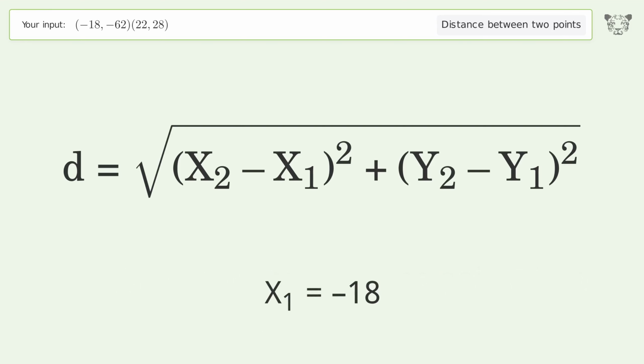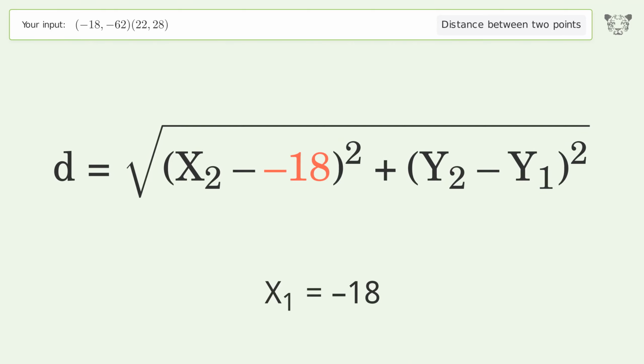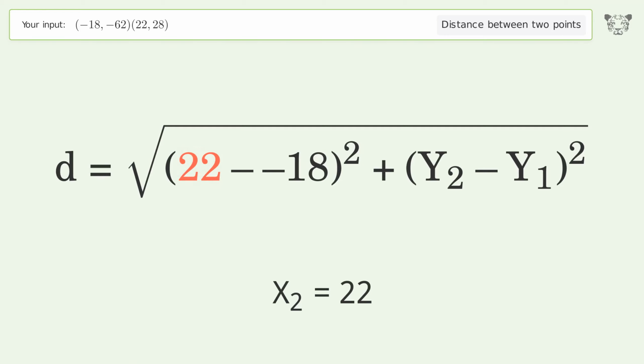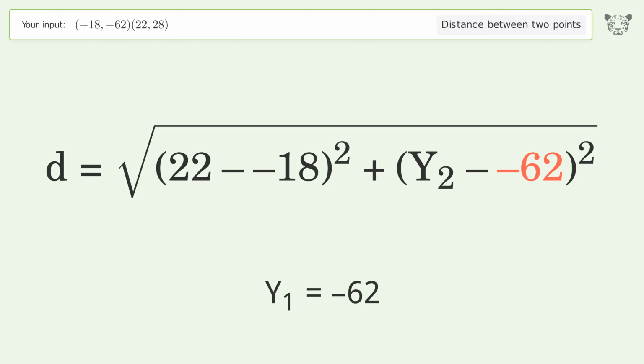x1 equals -18. x2 equals 22. y1 equals -62. y2 equals 28.